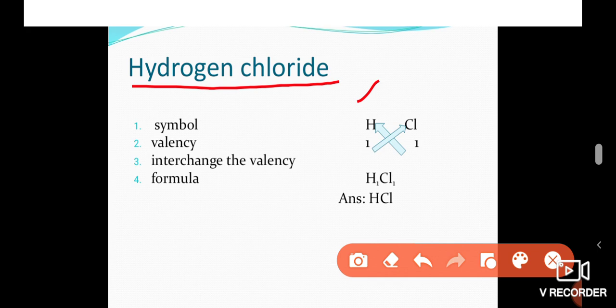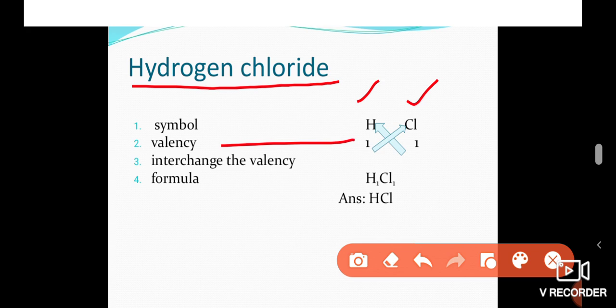No need to write any charge. Chloride. What is the symbol for chloride? Cl. And second step, write the valency. Hydrogen. The valency of hydrogen is 1. The valency of chlorine is also 1. So second step, write the valency. And third step is what?